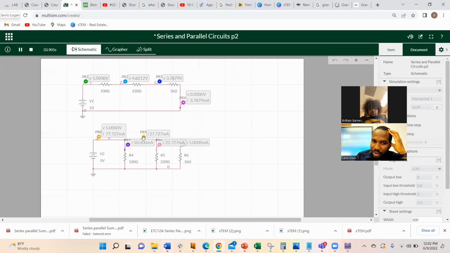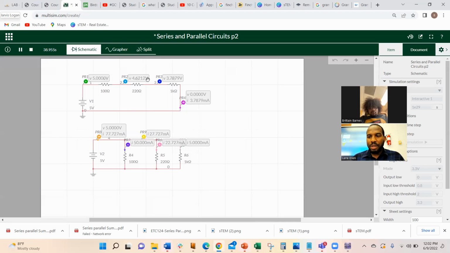Okay, we also measured the current here. We said according to Kirchhoff's current law, that the currents add up. The current coming in is equal to the current going out. So notice here, the current at this point is going to be the current of this branch plus the current of that branch, right? So you can see that's 5 plus 22, which is 27. So you need to take a picture of this for your lab report.